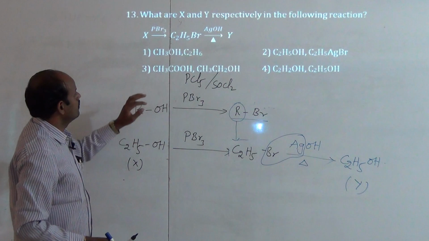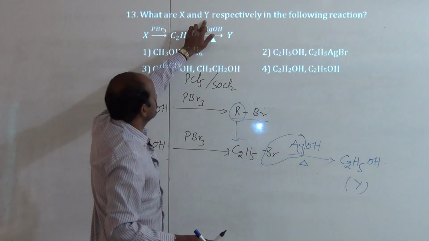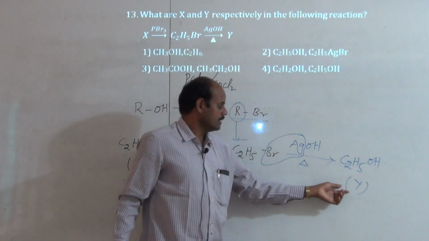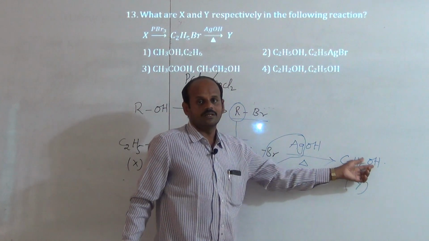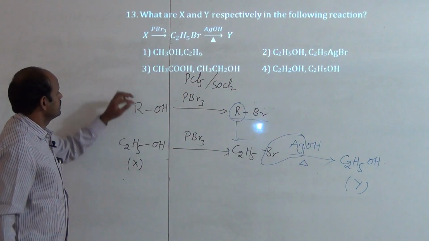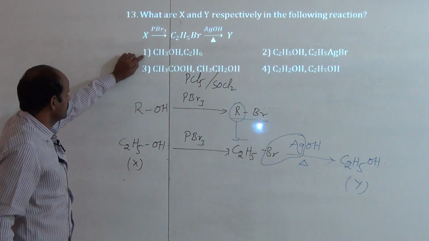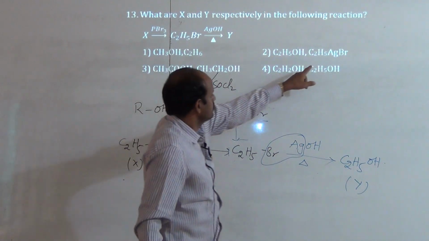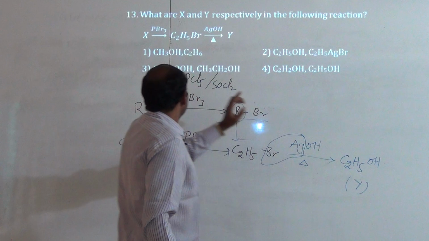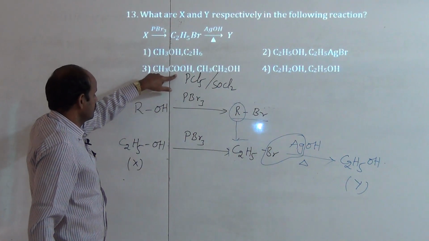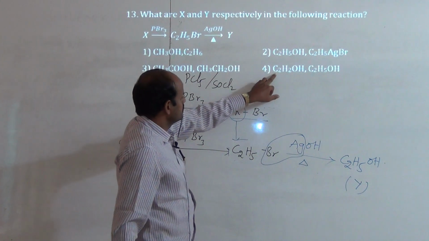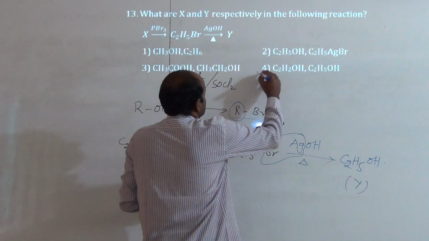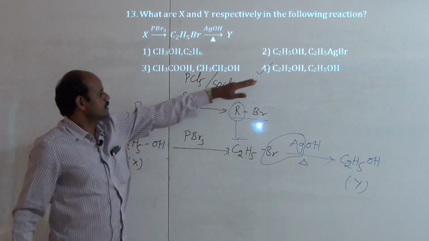Hence here which one is asked? What are X and Y? So what is X? C2H5OH, that is ethyl alcohol, and what is Y? Y is also C2H5OH, ethyl alcohol only. So what they given in the options? First one is methyl alcohol, CH3OH. Is it correct? No. Second option, ethyl alcohol, X is correct, but Y is wrong. And third option, CH3COOH, acid given, wrong one. And the fourth option, C2H5OH and C2H5OH. Hence X and Y both are ethyl alcohols. Hence what is the answer? Fourth option is the answer.